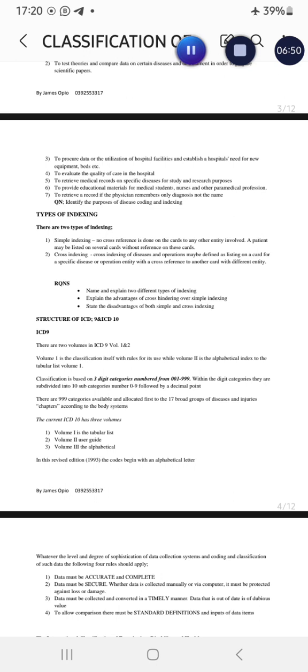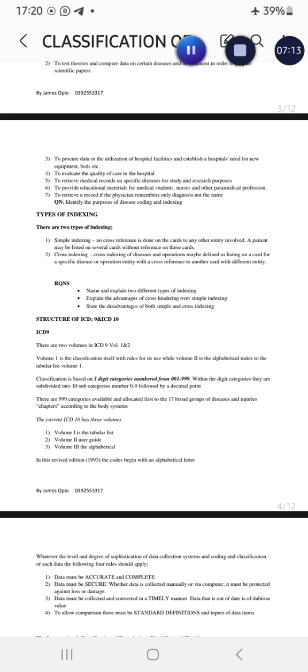So if a patient doesn't have any information anywhere, there will be no need to make a cross-reference, because first of all, there is nowhere to make reference to. But then we have cross indexing. Cross indexing is the opposite of simple indexing. In this case, the reference is supposed to be made.